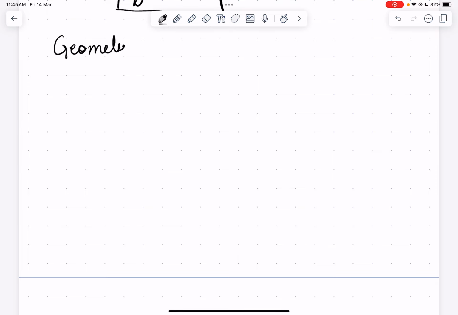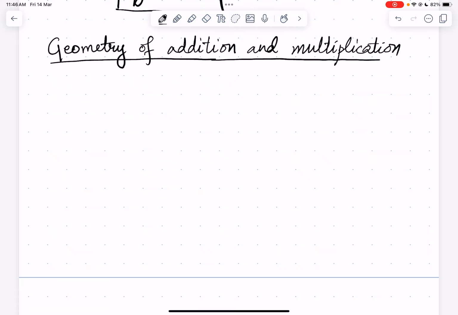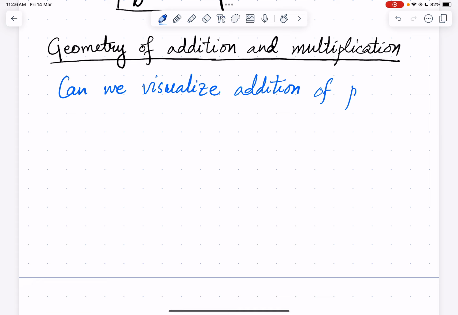Geometry. Geometry of addition and multiplication. We can ask, can we visualize addition of positive rational numbers?